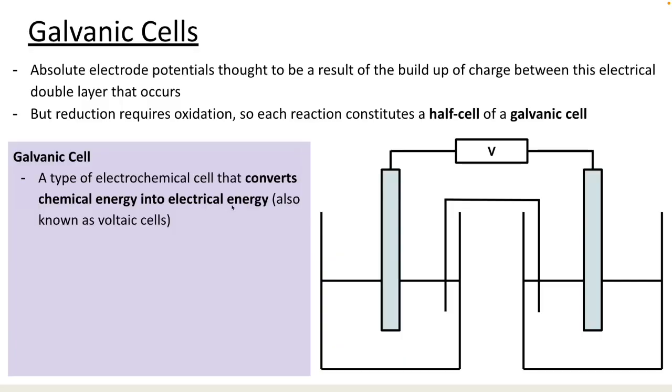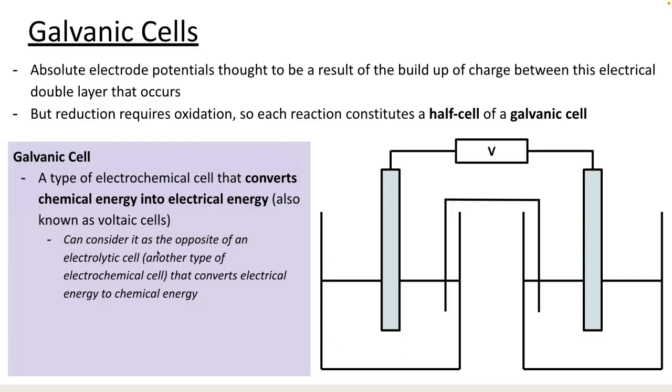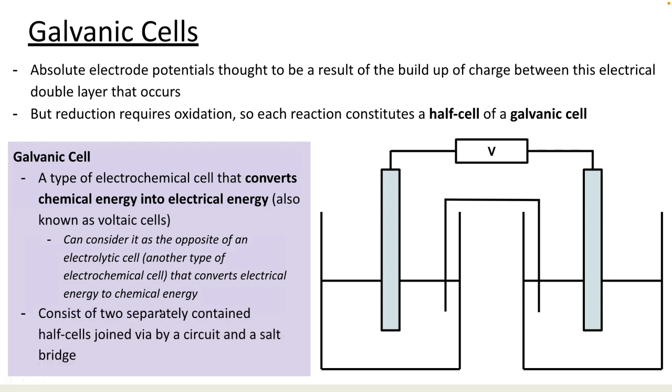But electrochemical cells, we've been talking a lot about electrolytic cells as one kind. This is the other kind. And it's all about which way that energy conversion's going. In the electrolytic cell, you've got to put electrical energy in to drive a chemical reaction. In our galvanic cells, we've got the chemical energy that can undergo the redox reaction to generate the electrical energy. You can consider it as the opposite of an electrolytic cell. That converts electrical energy to chemical energy.